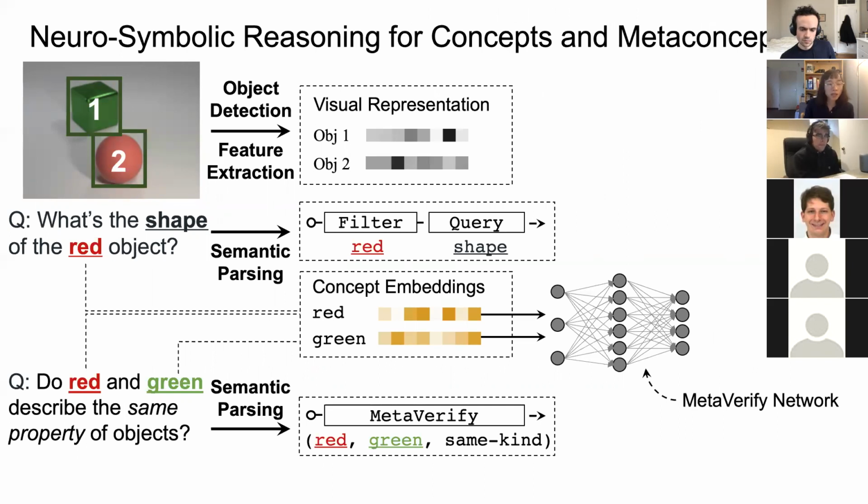So actually we have training examples to train this meta verified neural network. Basically we give it examples like red and blue refer to the same kind of property, and also cube and sphere refer to the same kind of property. So the neural net should be able to learn from these training examples and then generalize to unseen pairs of concepts.